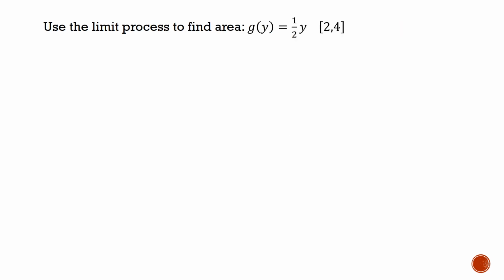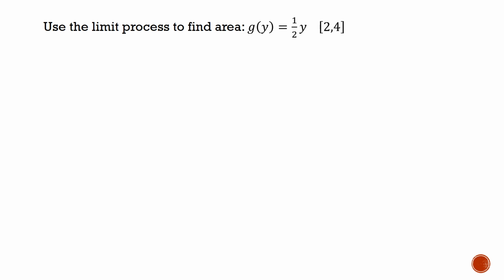Okay, so we're going to take a look at another example, but this one's a little bit different than what we've learned before. Instead of finding the area with respect to the x-axis, we're going to find the area with respect to the y-axis. So the function changes a little bit. Instead of saying g of x or f of x, now it's g of y. So g of y is equal to 1/2 y between 2 and 4.